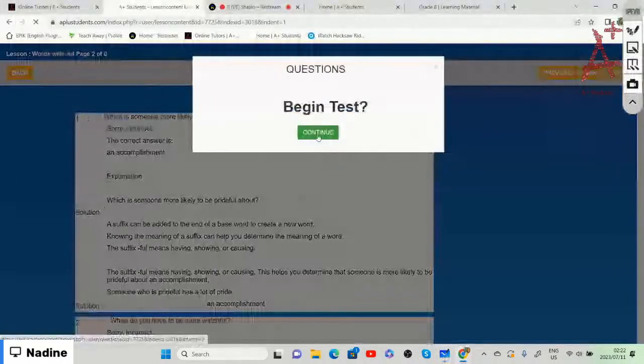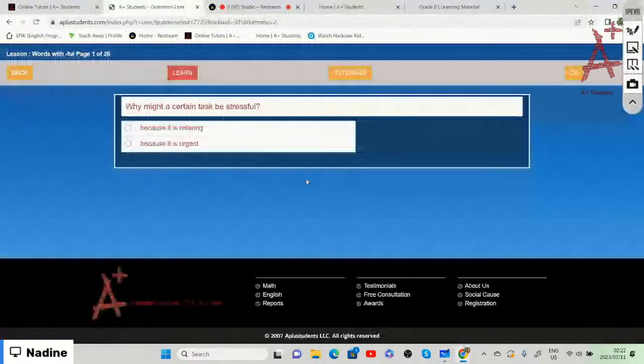Begin test. So why might a certain task be stressful? Stressful. So why might a certain task be stressful? Is it because it is relaxing, or because it is urgent? So a task that might be stressful because it is relaxing, so now it's stressful, or because it is urgent, so now it is stressful.